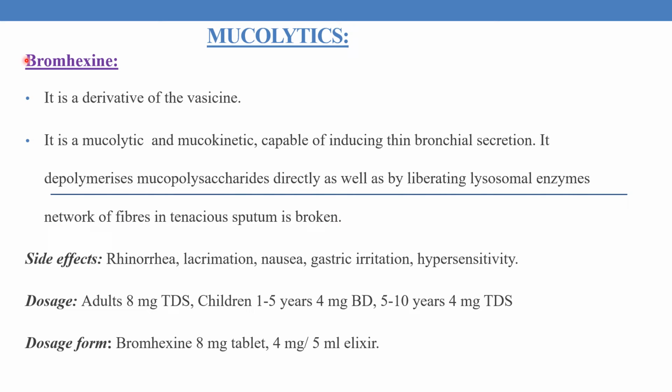Coming to the side effects of bromhexine, the side effects are rhinorrhea, lacrimation, nausea, gastric irritation, and hypersensitivity. Dosage is adult 8 mg thrice a day. Children from age 1 to 5 years, 4 mg twice a day. For 5 to 10 years it is 4 mg thrice a day. Marketed preparations are bromhexine 8 mg tablet or 4 mg per 5 ml elixir.